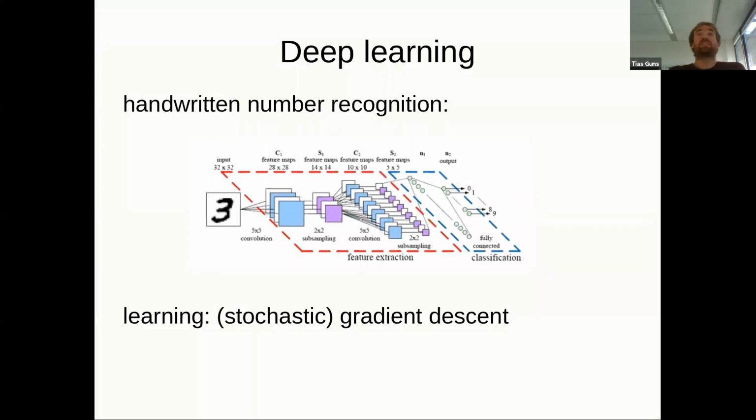Let's have a look at somewhat more complex functions, deep learning. In this case, I'm showing an image of a network for recognizing handwritten digits. And so the function is a bit more complex. The function consists of a 5x5 convolution first, then some max pooling, another convolution, some max pooling, and then a fully connected network.